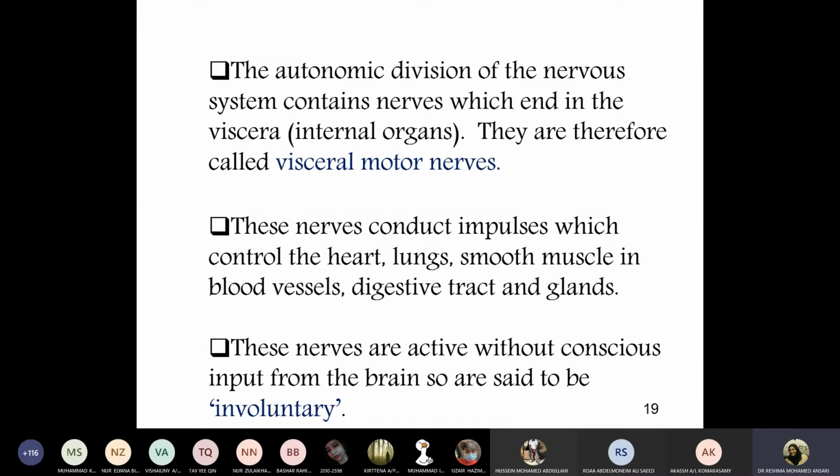The digestive tract. This morning everybody would have had a coffee. By this time it is digested and going inside. But are we aware of it? No. It is happening all by itself because the sympathetic and parasympathetic are acting, and your glands. So they are active without conscious input from the brain. So we call them involuntary nerves. That's why we call them involuntary.